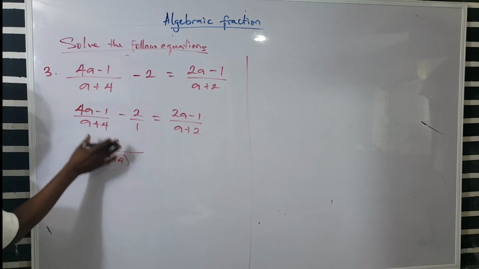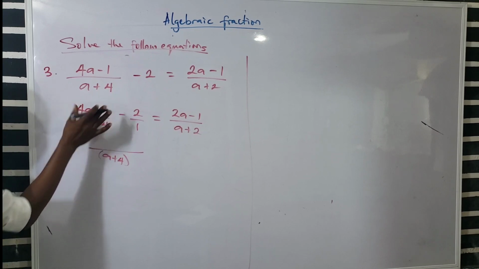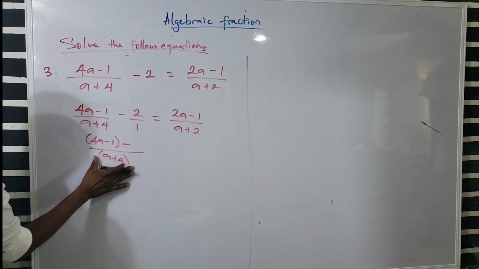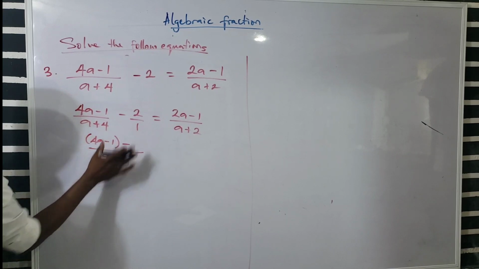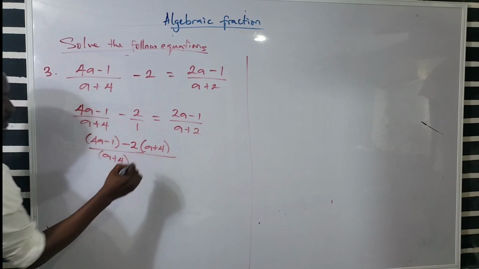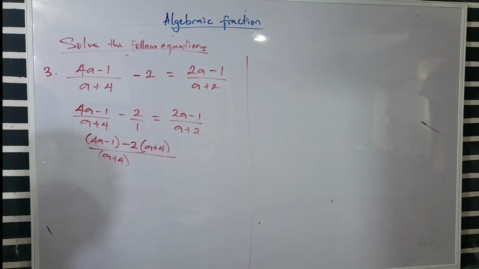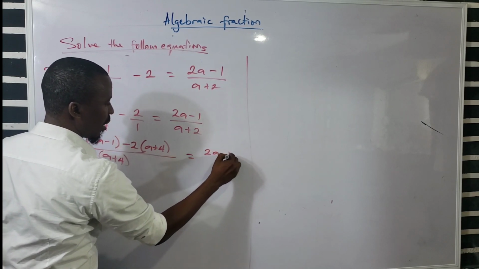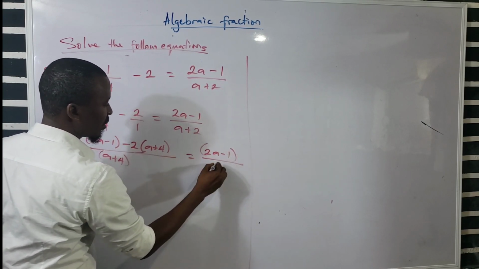So (a + 4) divided by this will give me 1. 1 times this will give me 4a minus 1. Minus this divided by this will give me this. This times this will give me 2 into (a + 4). Okay, so I have done that, equal to, this side is already a single fraction.